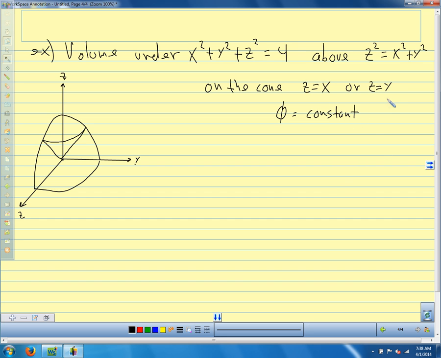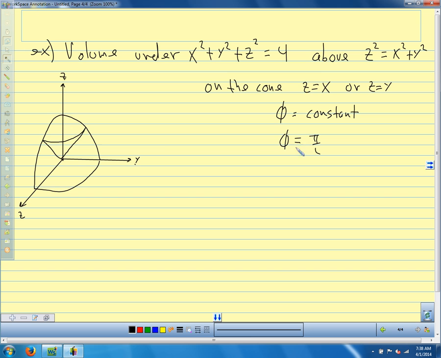So if z equals x or z equals y, what's our constant? Slope of 1. What angle gives us a slope of 1? 45 degrees. So phi equals pi over 4. That's the equation of the cone. We don't have to have any x squares and y squares, anything in there. That's our equation.